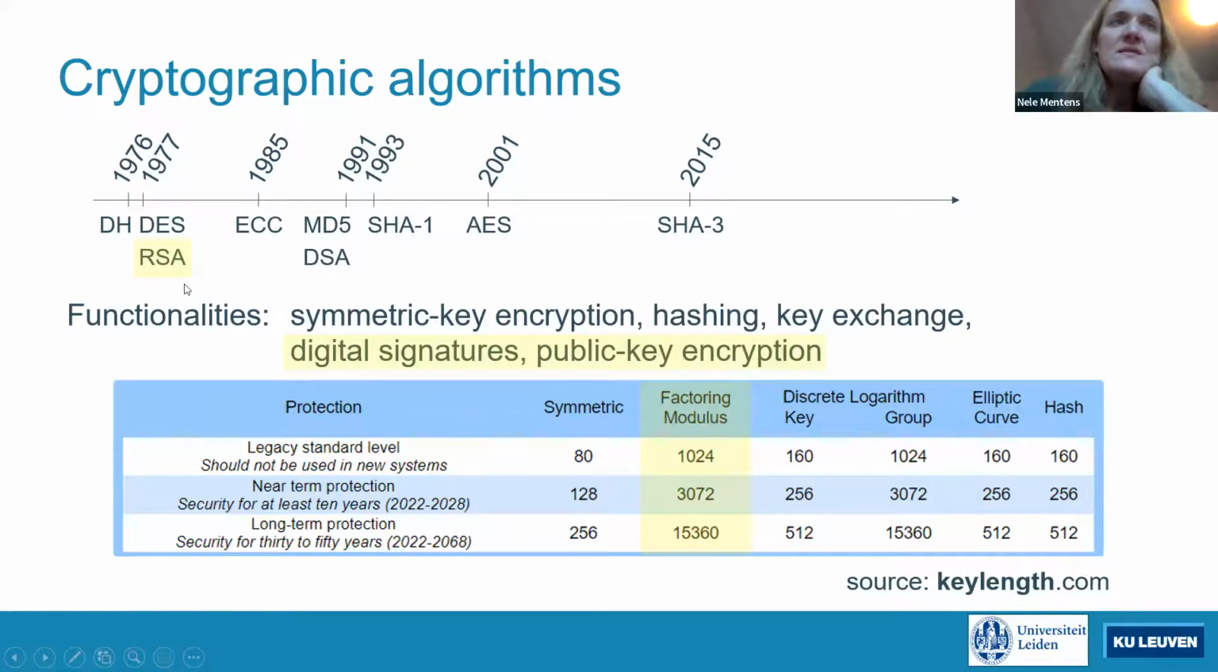Now, the security of RSA is based on the fact that it's difficult to factor large numbers that are composed as the multiplication of two primes.